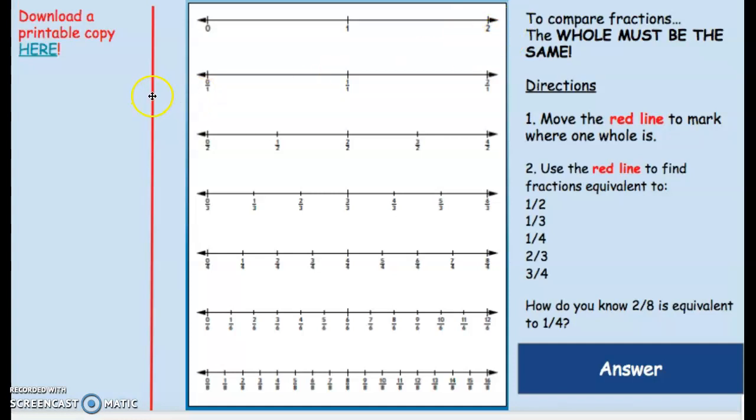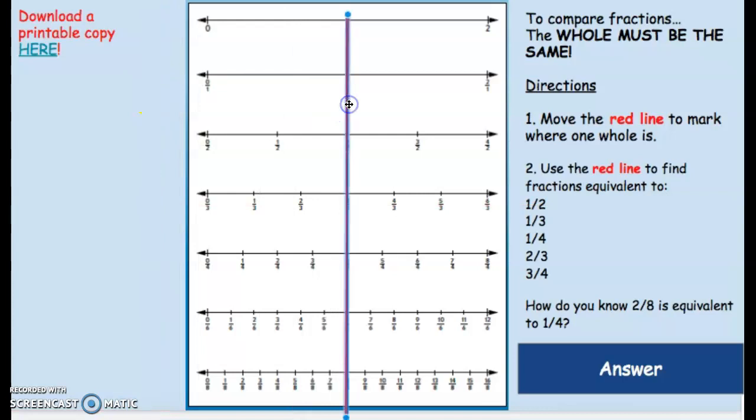What we're going to do is I'm going to use this red line to mark where 1 whole is on all of my number lines. I'd like you to use your pencil to line up the edge with all of the 1 wholes. If you have a ruler, this is also a great time to use the flat edge of the ruler to line all of them up.